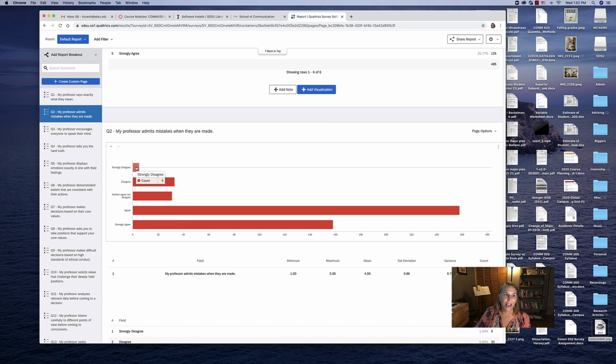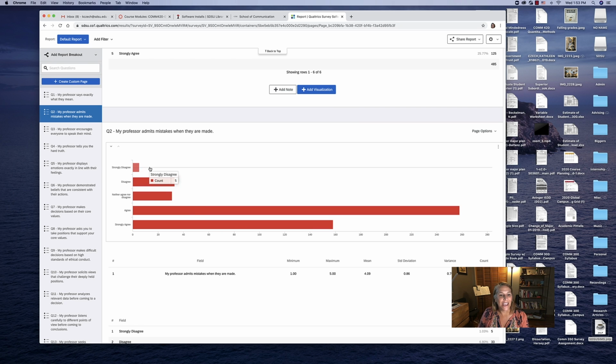How many people answered strongly agree? How many people answered disagree? Do you see what's going on here? This is a frequency and a graph, a visual representation, of the statement "My professor admits mistakes when they are made." I'm hoping I got some strongly agrees on that if you took this survey about me. But 158 people said yes, my professor admits when they make mistakes. 258 said I agree. They don't strongly agree, but they agreed.